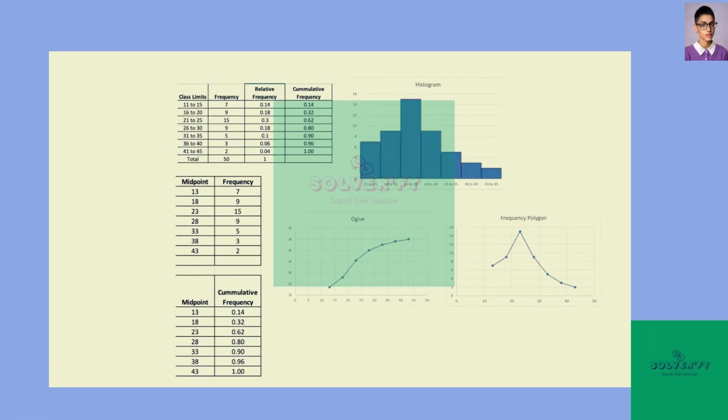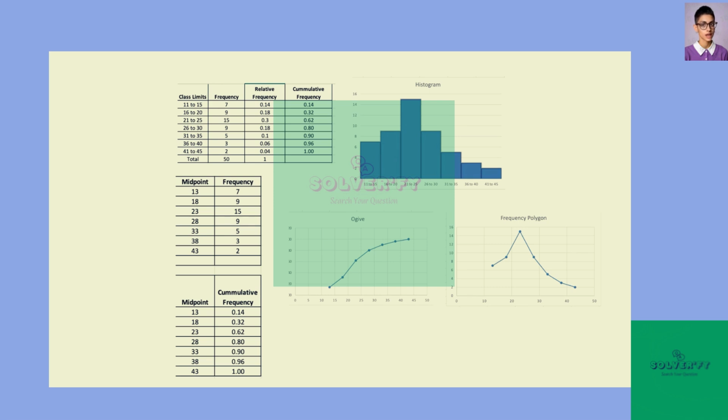Okay, so I see that you need help with this problem. It says the frequency distribution shows the waiting times in minutes for 50 patients at a walk-in medical facility. Construct a histogram, a frequency polygon, and an ogive for the data. Is the distribution skewed? How many patients waited longer than 30 minutes?